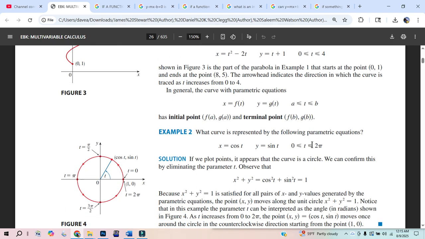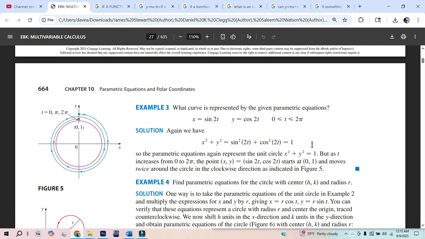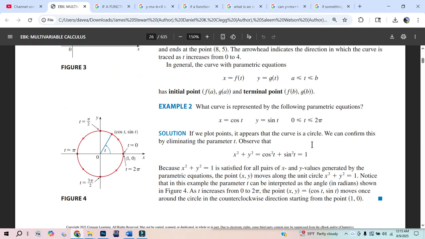Cool. And we'll probably do one more and then be done with this video. So it says example 2. What curve is represented by the following parametric equations? We have x is equal to cosine t. So let's just pick our particle. At time t equals 0, our particle is going to be at 1.